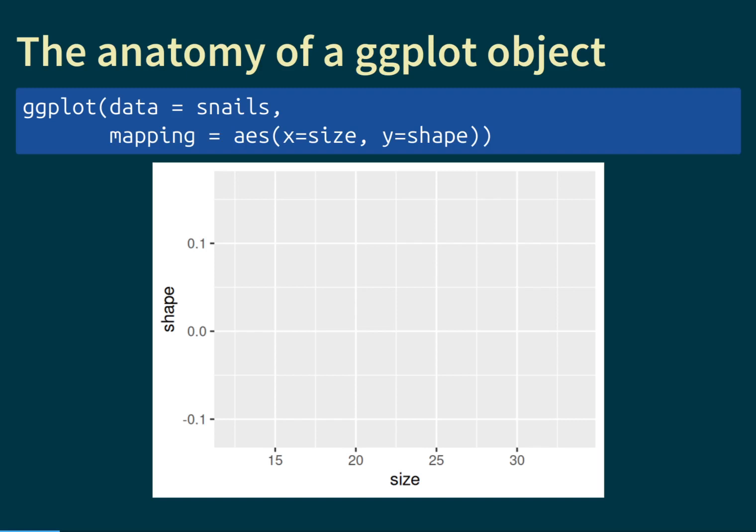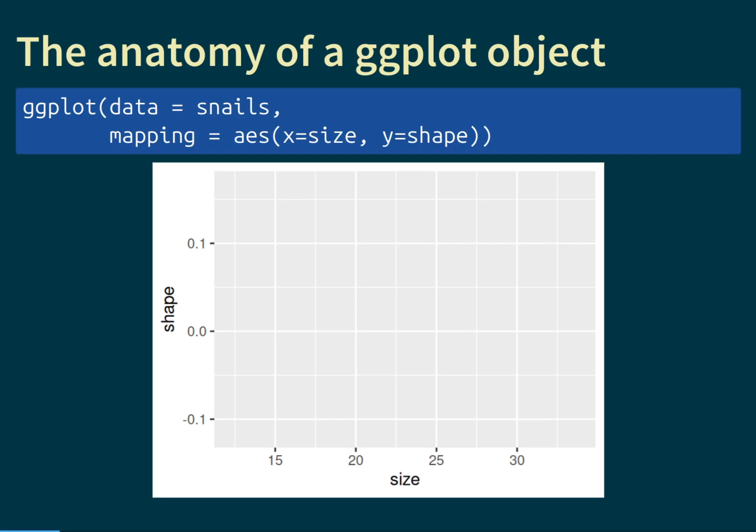The aesthetic mappings are all of those properties of a graph that are being controlled by the data. Therefore, their structure is as follows. They take in as inputs some property of the graph, such as what should go along the x-axis and what should go along the y-axis, and that is why in the aes function you see that there is an x equals input and a y equals input. X is the aesthetic mapping that controls what goes along the x-axis, and y is the aesthetic mapping that controls what goes along the y-axis.